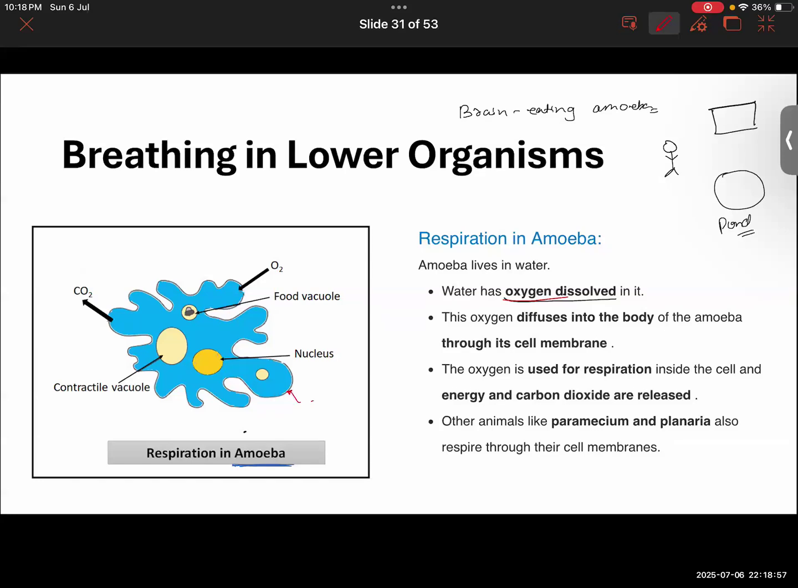So through the outer boundary, let me point it out, this is called the cell membrane. Membrane here refers to the boundary, the boundary of the cell. So through it, it simply takes in the oxygen. O2 here stands for oxygen.